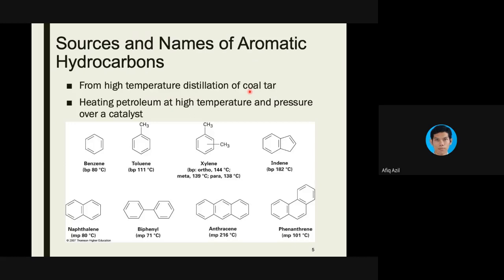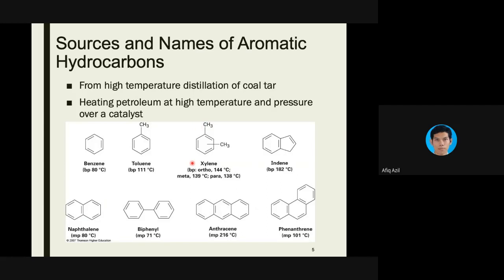So here you have benzene with a boiling point lower than water, about 80 degrees Celsius, slightly higher than ethanol, which is normally around 73 degrees Celsius. Then once you add a methyl group, it becomes toluene, so the boiling point increases to 111 degrees Celsius.